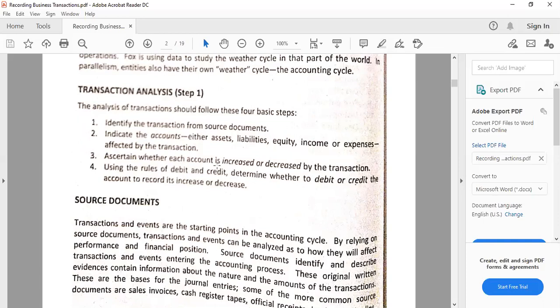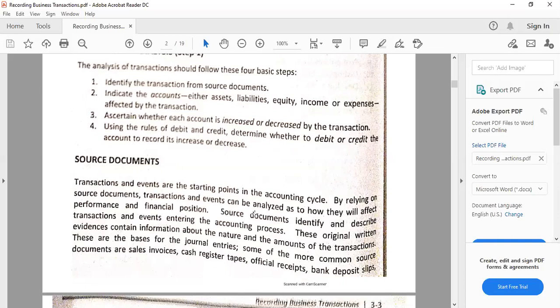This step one, though, is incorporated into the recording of business transactions if you have to visit other books. So regardless, that's going to result anyway in the same concepts or principles. This has to be done prior to the recording, or to the jotting down actually of the journal entries to the general journal. Next, source documents.